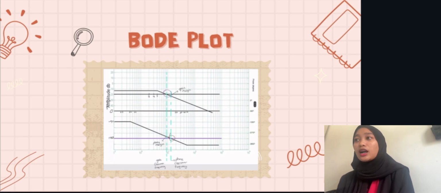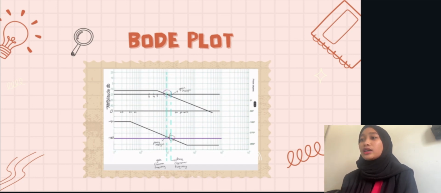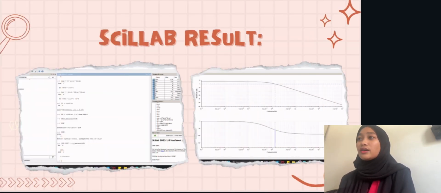Simulation result. How do we know whether the graph that we drew previously is correct or not? We can run it in the Scilab software. So here is the result from Scilab that we ran, and the result is the same as the graph that we drew in the previous step.